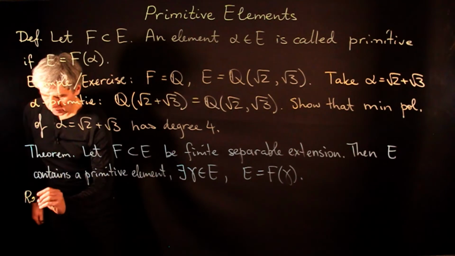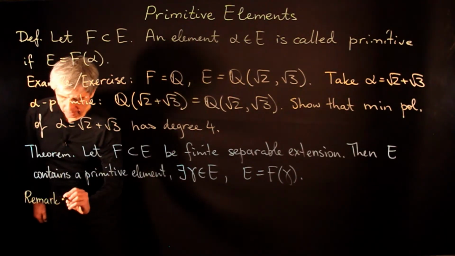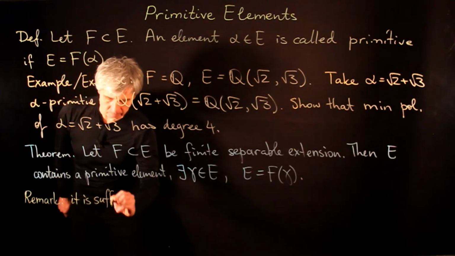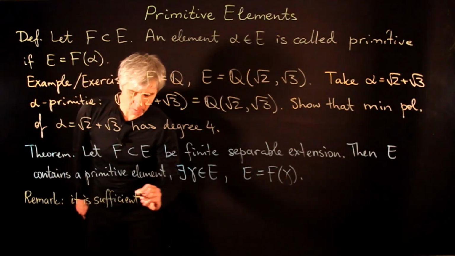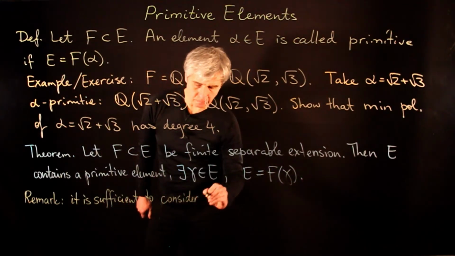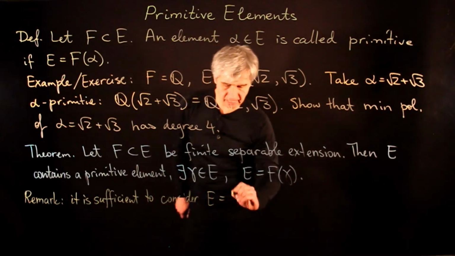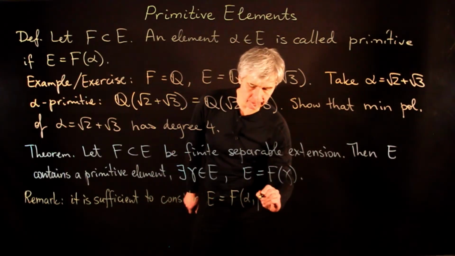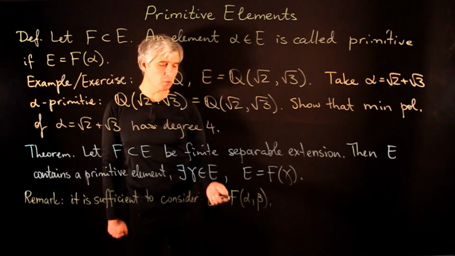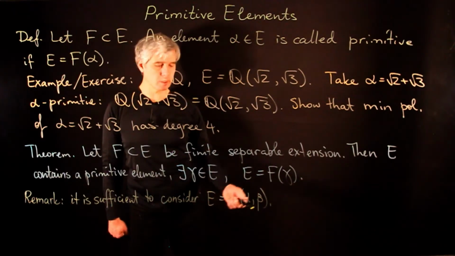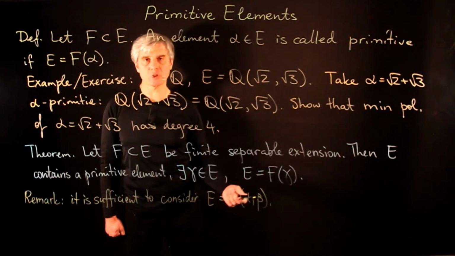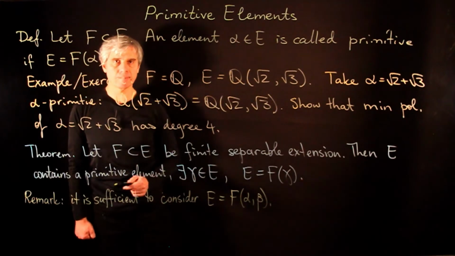So we make the following remark, that it is sufficient to consider the case when E is the extension of F with two elements, alpha and beta. In general, we know that E is generated over F by a finite number of elements, but then repeatedly applying the result for two-element extensions, we will obtain the claim of this theorem.